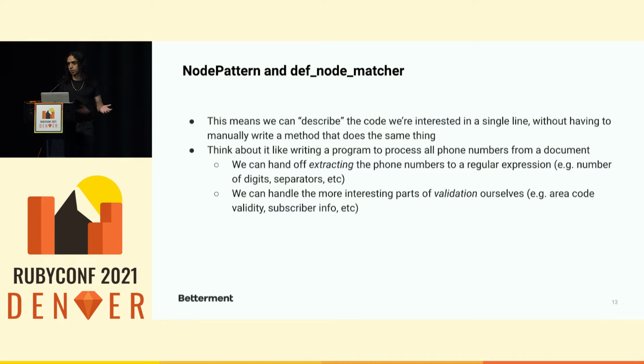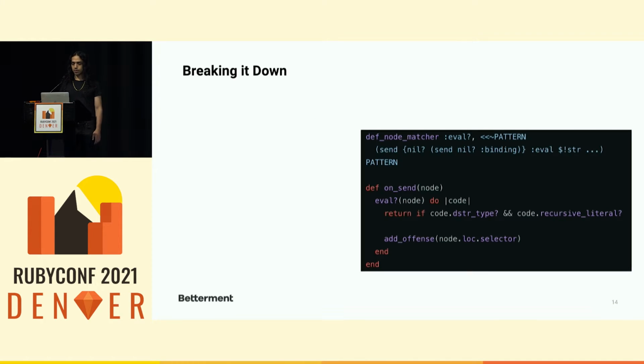It's very, very similar to regular expressions in that you are defining what it looks like and you are extracting the things that you're interested in. And then once you've extracted those details, you can do whatever validation you want. So you can say, cool, I know what eval methods look like. What about the eval methods am I most interested in?